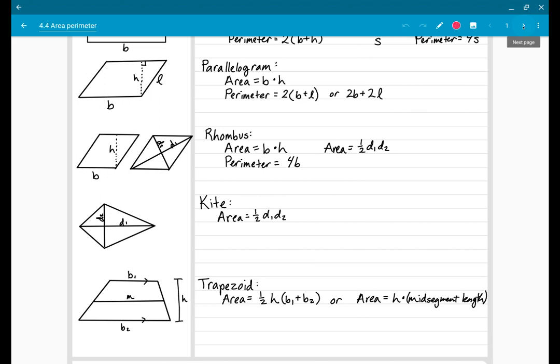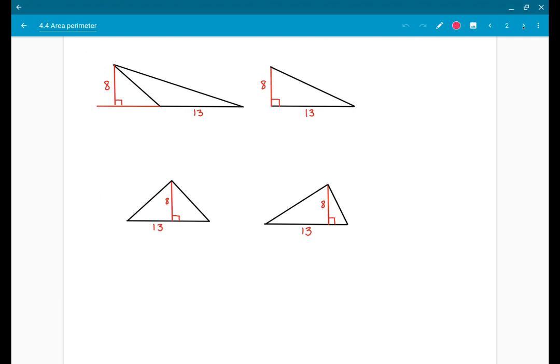So before we move on and start trying to use these formulas, we need to know a little bit more about what we can and what we cannot use for B and H. The base can be pretty much any side as long as your height goes with it. So here I used the bottom side of each of these triangles, but technically it has to be the one that is perpendicular to the height.